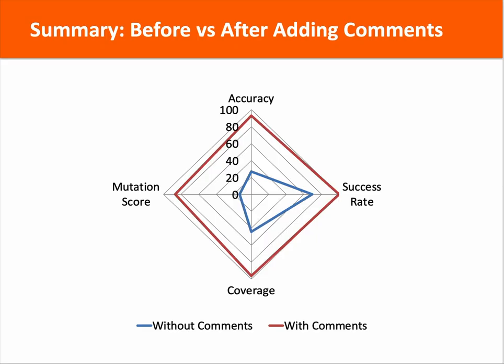This is the final summary of how the whole thing looked before versus after adding the comments. As you can see, with comments, the success rate, coverage, mutation score, and accuracy all increased. And without the comments, it looked something like this. So, in all dimensions, having comments and context improved the performance, accuracy, and all these measures.